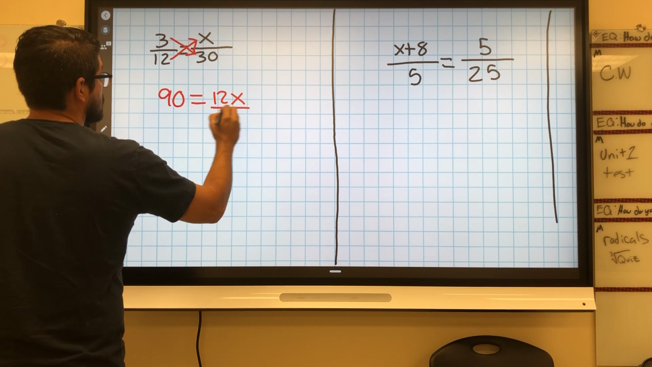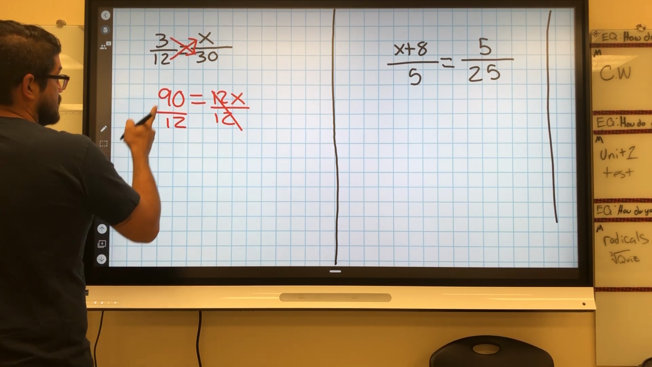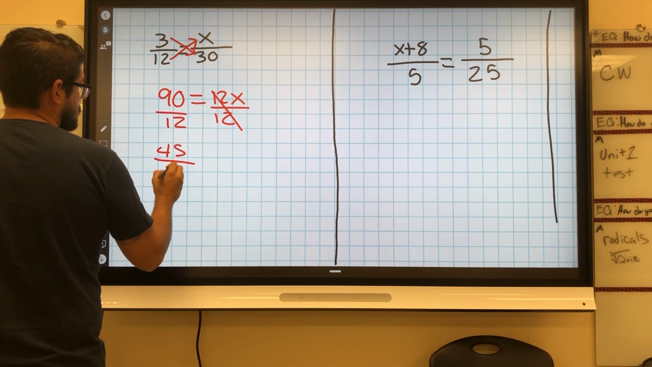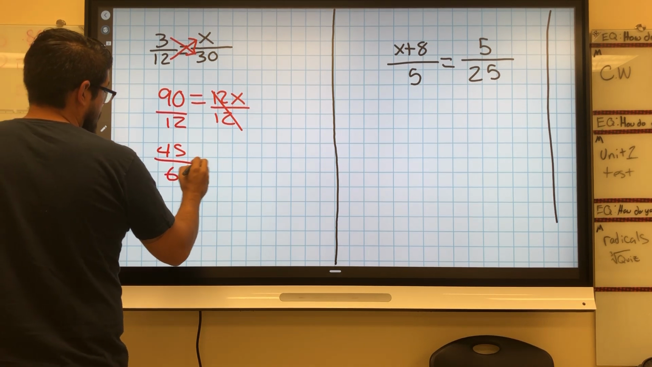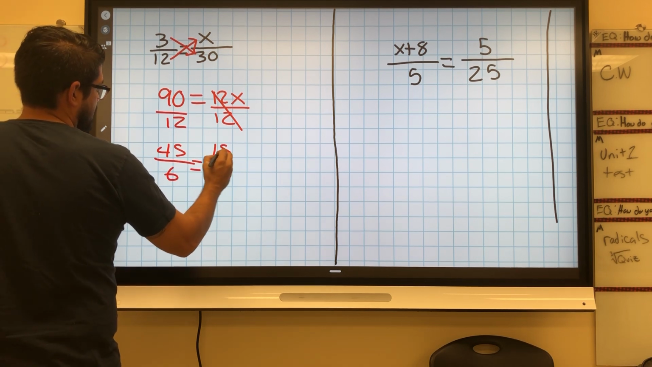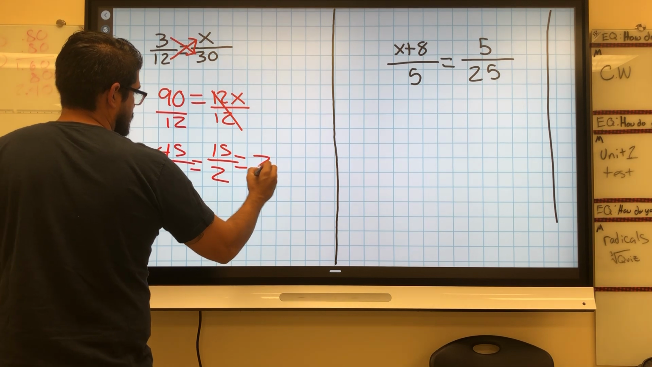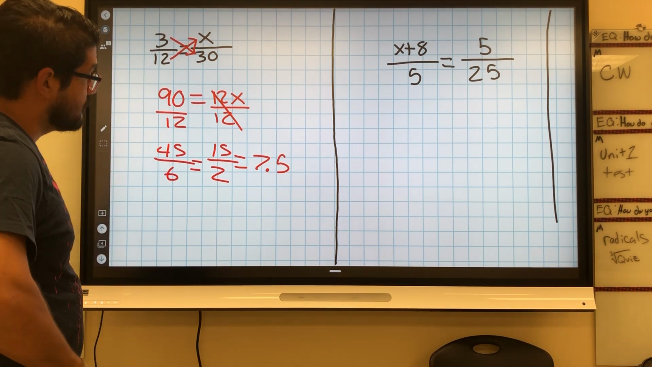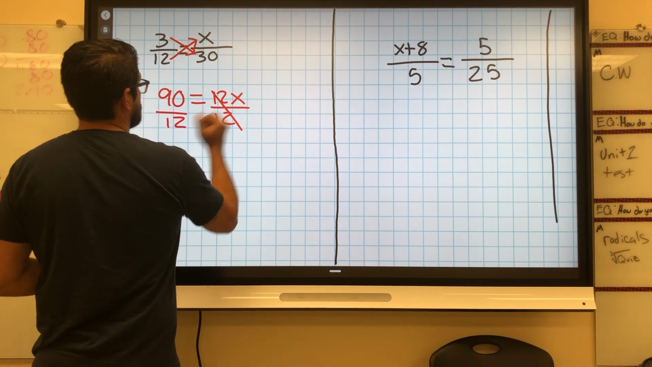So what do you do? You divide by 12, divide by 12. Okay, both those can get cut in half, so let's do 45 over 6. Both of those are divisible by 3. So let's do 15 over 2. So now I know the answer is 7.5. Okay? So the answer for the top here is 7.5. That's it. X equals 7.5.